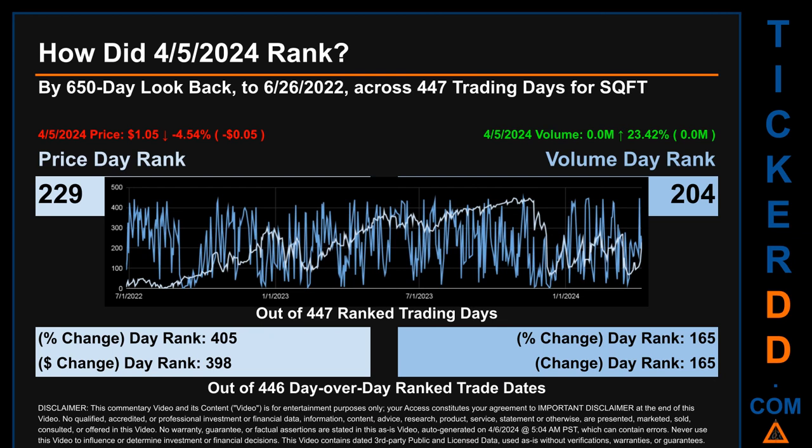The price's day-over-day percentage change, dropping -4.54% on the 5th of April 2024, had a day rank of 405 while its dollar difference of -5 cents had a rank of 398 when compared day over day across 446 trading days. Volume's percentage change and difference were ranked respectively at 165 and 165.